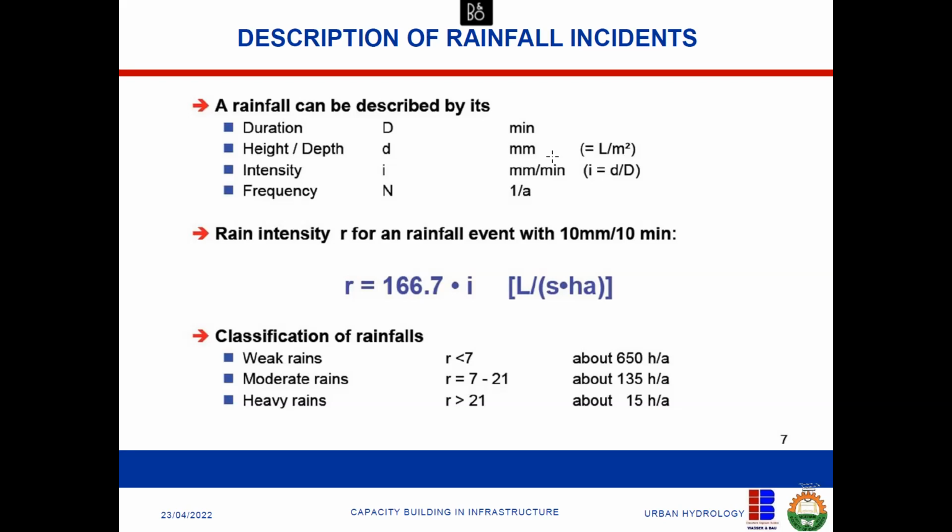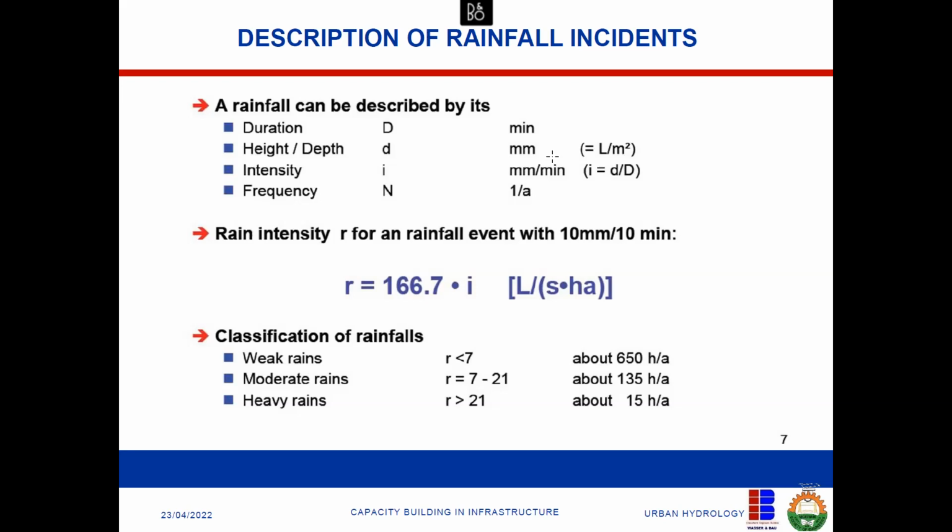Then we have frequency. Frequency is that we don't expect the same amount of rainfall every day. We don't expect the same level of intensity. So there's this recommended value that you should use, and that's what we call probable maximum flood, or probable storm event, or the storm with the highest frequency.